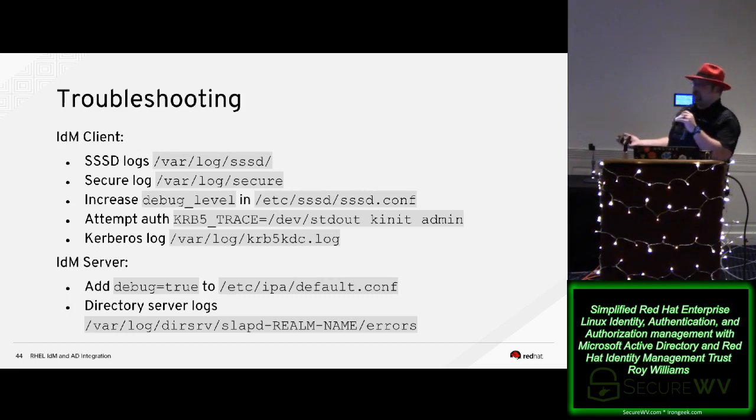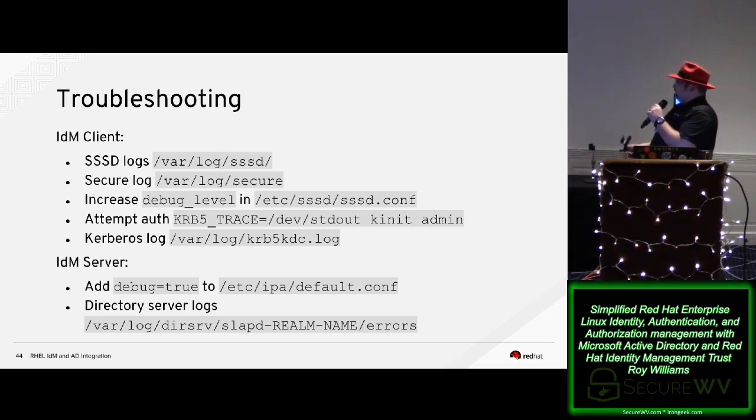So, troubleshooting. Where do we go when things break? Because inevitably it happens. We have logs on the client for SSSD. Also, we log some of these errors in /var/log/secure. So if you have failed authentications, /var/log/secure is a good place to look. We can increase the logging level for SSSD by modifying the debug_level in sssd.conf, /etc/sssd/sssd.conf.